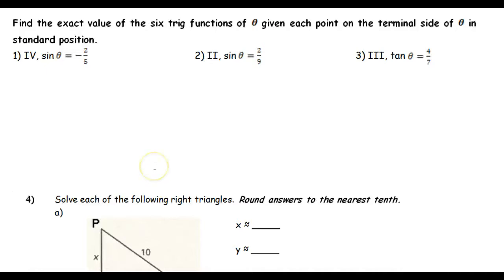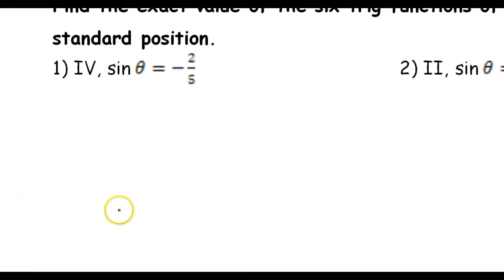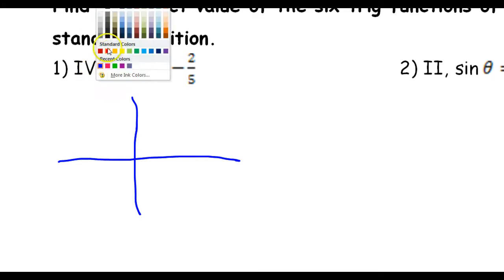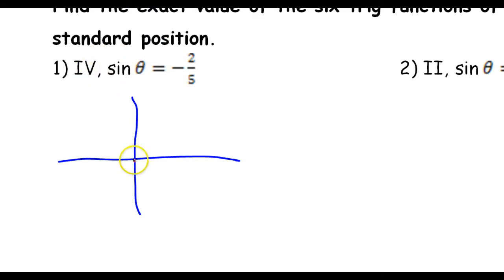In this video, we will learn how to find the values of the 6 trig functions if we're given the quadrant and one of the functions. Problem number 1. Let's draw ourselves a picture of this angle. We know that it's got to be in the 4th quadrant because they tell us 4th quadrant, so let's draw the angle into the 4th quadrant.